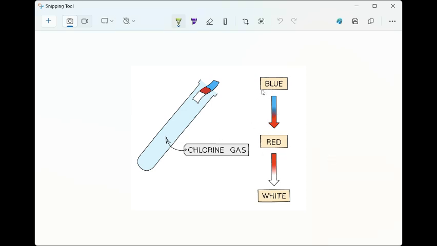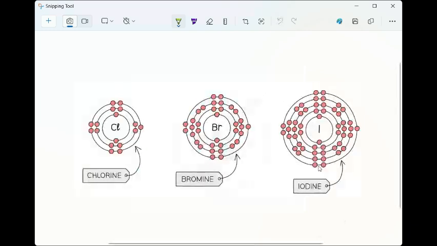You must also know the test for chlorine. So it should bleach litmus paper, going from blue to white. Don't remember that red part. So it bleaches blue litmus paper, so it turns it white. You can say bleaches it white, or you can just write it bleaches it. That's fine. Now, group 7 also has a trend in their reactivity as well. It's similar to group 1, but it's going to be acting in the opposite way. So as you go down the group, it actually gets less reactive.